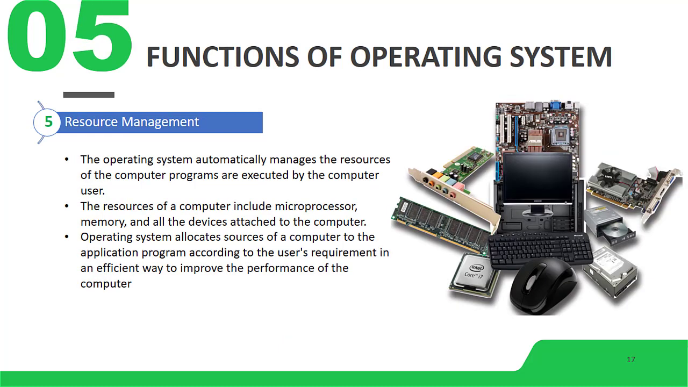The next function is resource management. The operating system automatically manages the resources of the computer for the programs that are executed by the computer user. The resources of a computer include the microprocessor, memory, and all the devices attached to the computer. The operating system allocates the resources of a computer to the application programs according to the user's requirement in an efficient way to improve the performance of the computer.